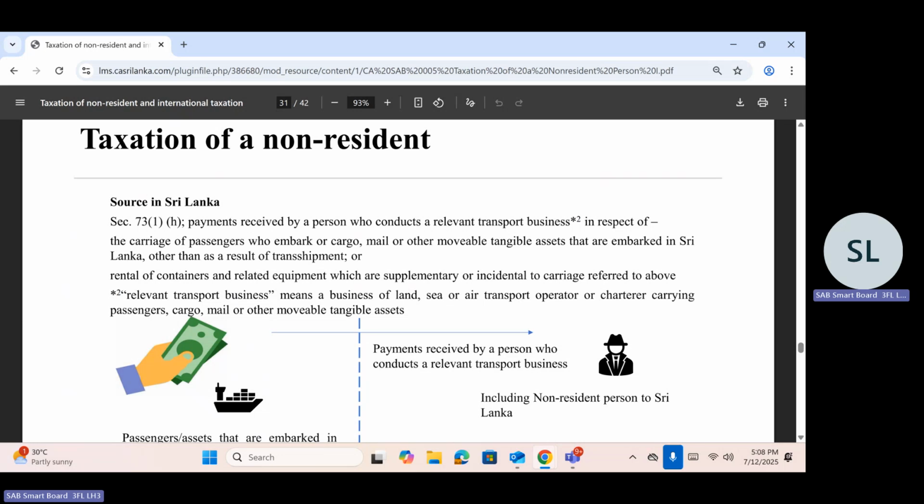But with transshipment, goods come under one name and are loaded onto another. It is not treated as a source in Sri Lanka. Transshipment applies. Rental of containers: containers are mostly owned by foreign non-resident companies. Containers and relevant equipment which are supplementary to the incidental carriage reported above. Relevant transport means the business of land, sea or air transport operator or charter carrying passengers, cargo or other movable tangible assets.